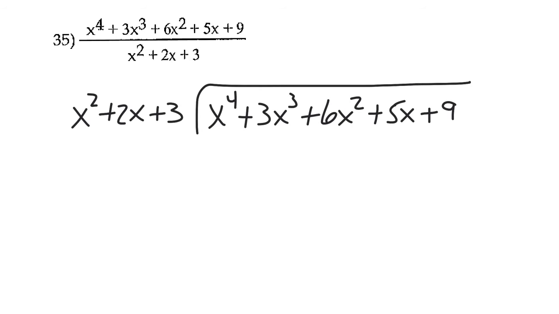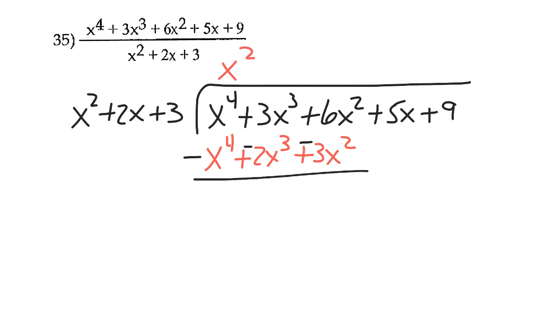Okay, a little longer long division problem, but all the terms are present, so we don't have to include any zeros or anything like that. So we'll just get started here. What do you take times x squared to get x to the fourth? I believe x squared. X squared times x squared is x to the fourth. X squared times 2x would be 2x to the third. X squared times 3x would be 3x squared. Change the signs. Add down. We should get no x to the fourth.